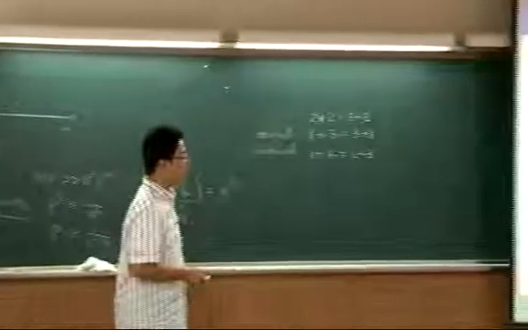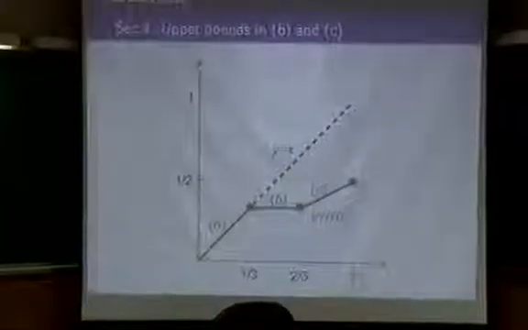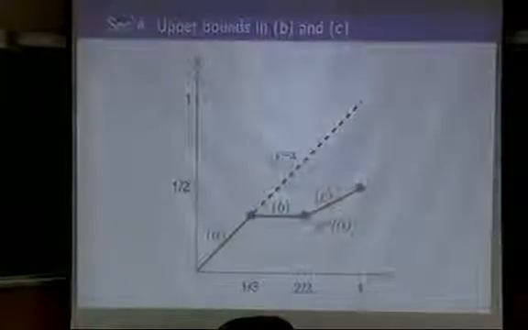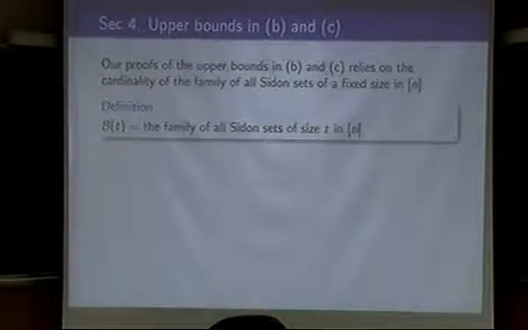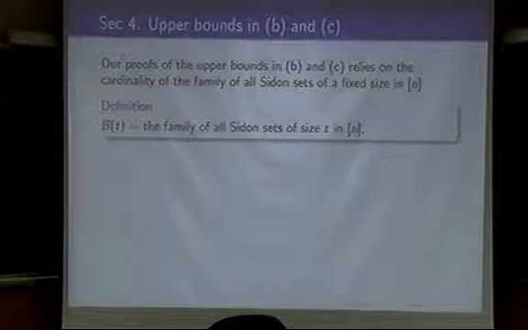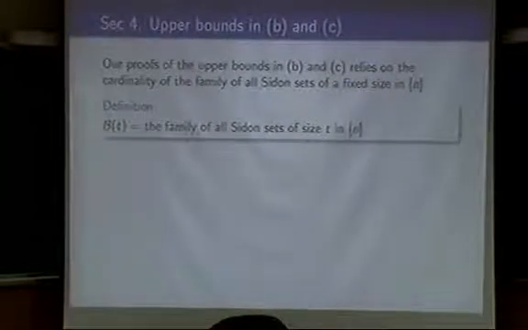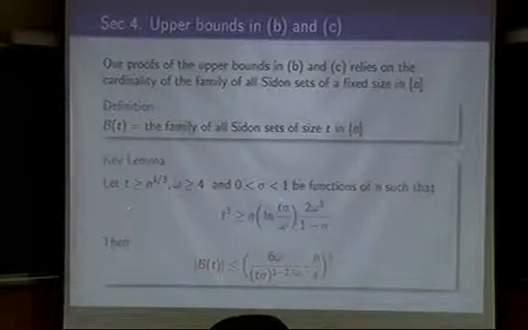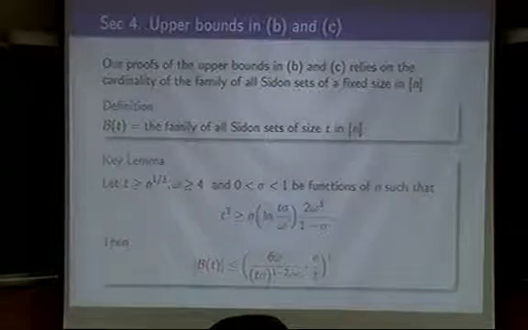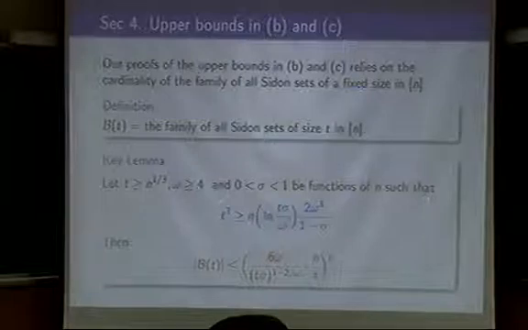Okay, so let's move to the proof of the upper bound in B and C. So this is from here to there and from above. Our proofs of the upper bounds in B and C rely on the cardinality of the family of all Sidon sets of a fixed size in the n set. So let me define B of T as the family of all Sidon sets of size T in the n set. Then we showed the following key lemma, which is about an upper bound of the cardinality of B of T. Let T be greater than n to the 1/3, and omega and sigma be some constants or logarithmic functions such that this blue condition holds.